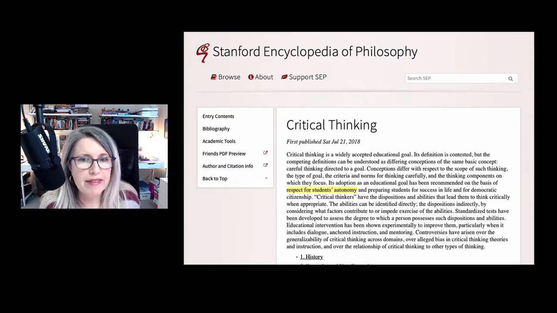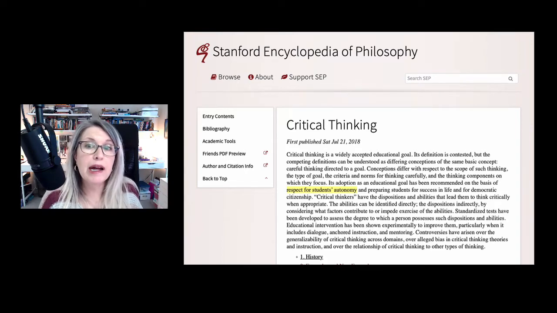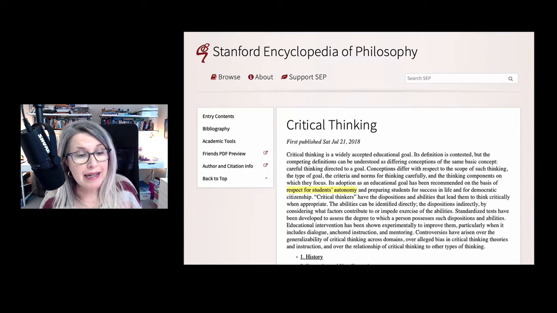Critical thinkers have the dispositions and abilities that lead them to think critically when appropriate. Disposition: these are sort of personality traits and/or habits, what you're inclined to do. And abilities, the skills you need in order to do it.